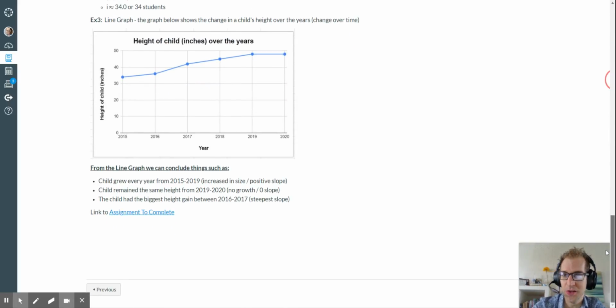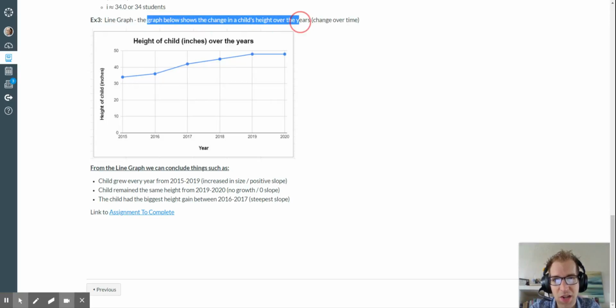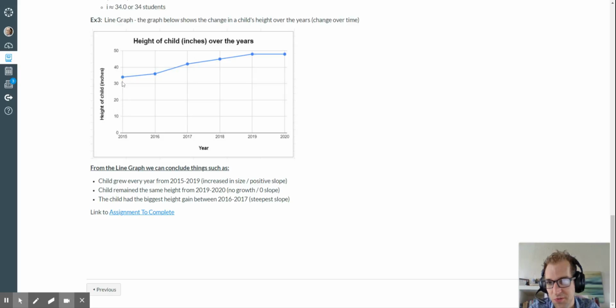They're kind of out of order here, but this would be an example of a line graph. This graph shows the change in a child's height over the years, or change over time. Notice back in 2015, we're a little bit over 30 inches for the height of the child. 2016 goes up a little bit, and then it jumps up. Probably the biggest change, right? The most that it jumped up would be between 2016 and 2017. That's the steepest slope, or the biggest increase there.